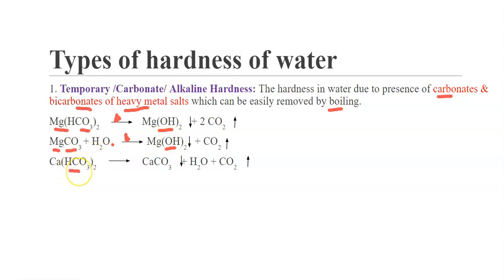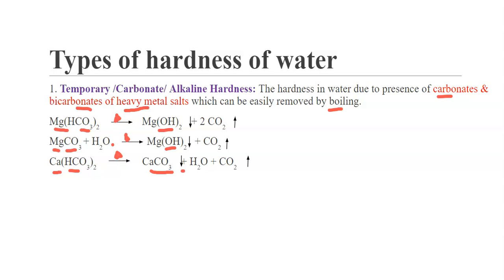Similarly, if calcium bicarbonate is present, which is a bicarbonate salt of the heavy metal calcium, the water would be hard. But on boiling, this soluble calcium bicarbonate gets converted into insoluble calcium carbonate plus water plus CO2. So the soluble salts are getting converted into insoluble salts. That means the hardness of water is getting removed, because the water-soluble salts responsible for hardness are getting converted into water-insoluble salts.